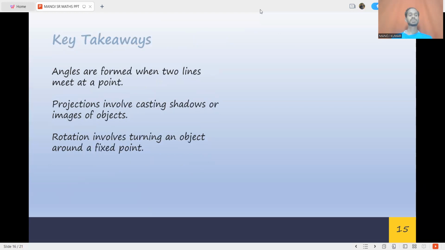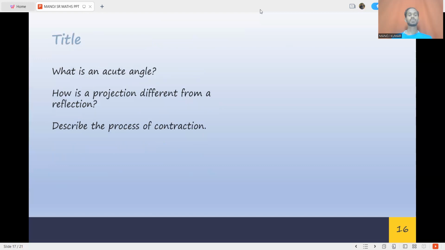Key takeaways. Angles are formed when two lines meet at a point. Projections involve casting shadows or images of an object. Rotation is done through turning an object around a fixed point.